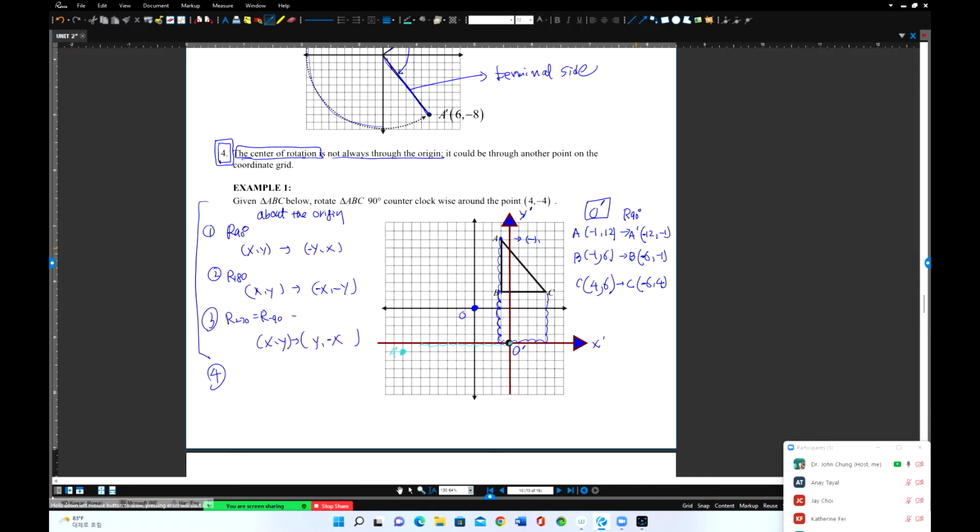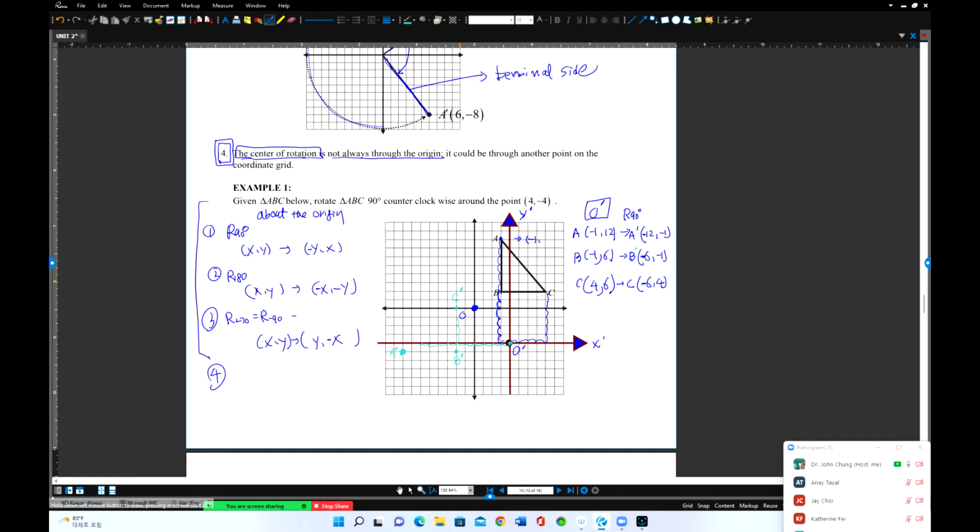Where is B prime? Negative 6 and negative 1 using this coordinate. Okay, where is it? 1, 2, 3, 4, 5, 6. Negative 6, and negative 1 is going down, right? Negative 6 and going down 1. That is B prime there. Is it okay? Right, the next one. Negative 6 and 4. Where is negative 6 and 4? Still negative 6 over here. 4 is going up. 1, 2, 3, 4. That is C prime.